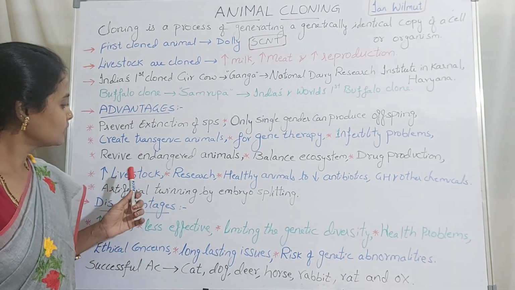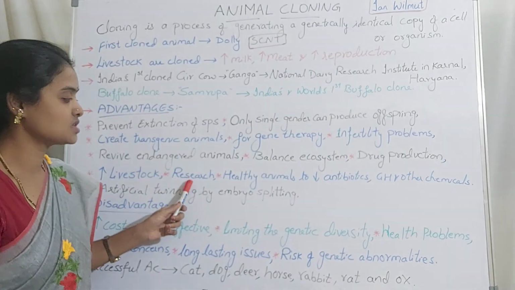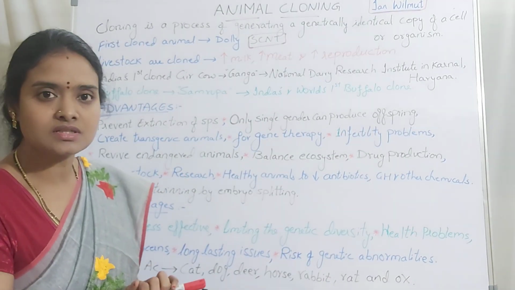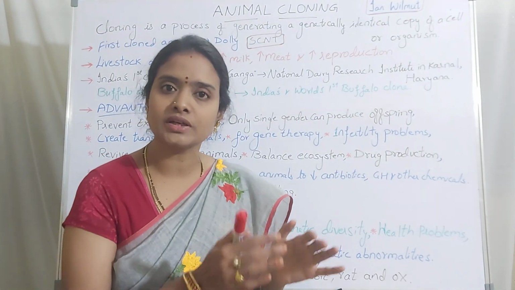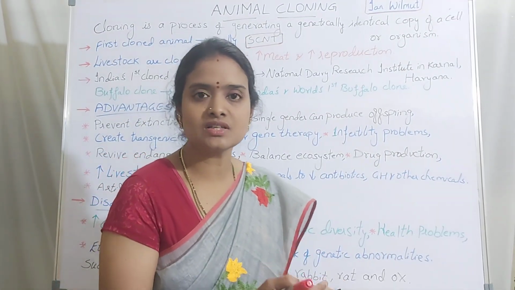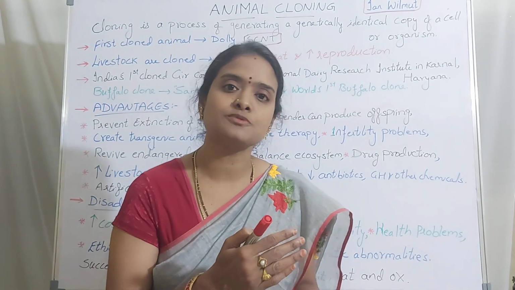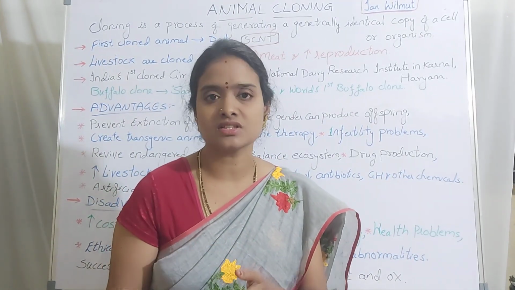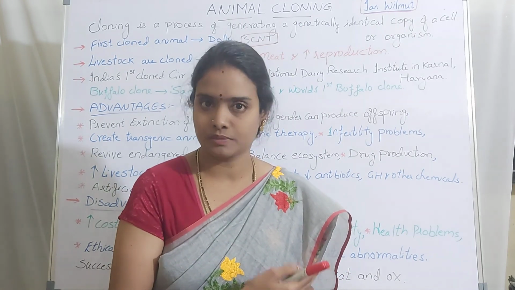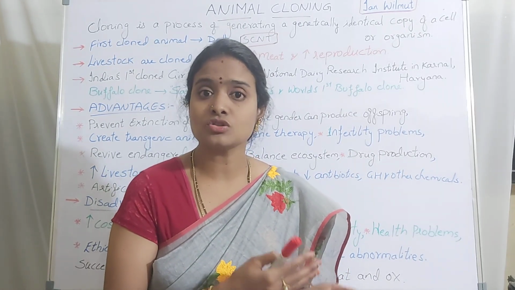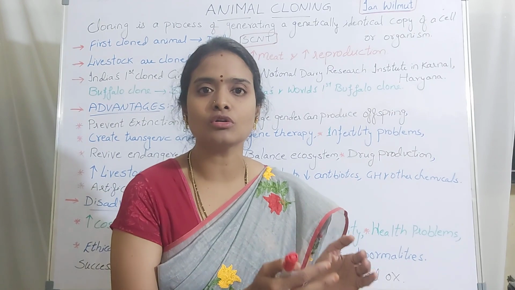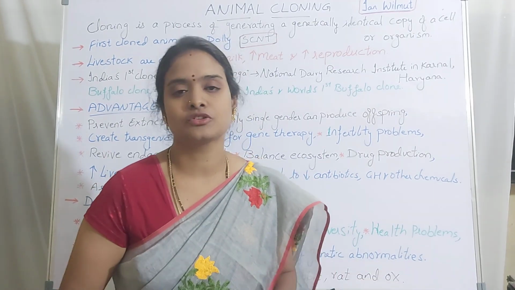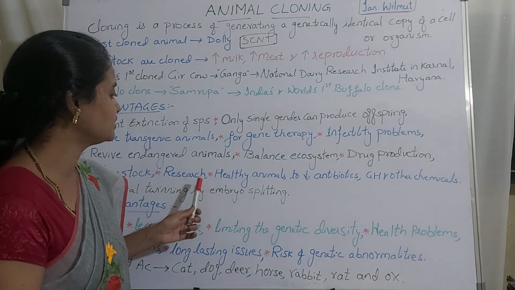Then in case of research, if you are studying the genetic properties of a particular animal, such as a mouse or rat, their lifespan is short. By the time you complete the research, the animal may not survive. So what you do is make clones of genetically identical animals, then start your research, so that you can complete it without any variations.